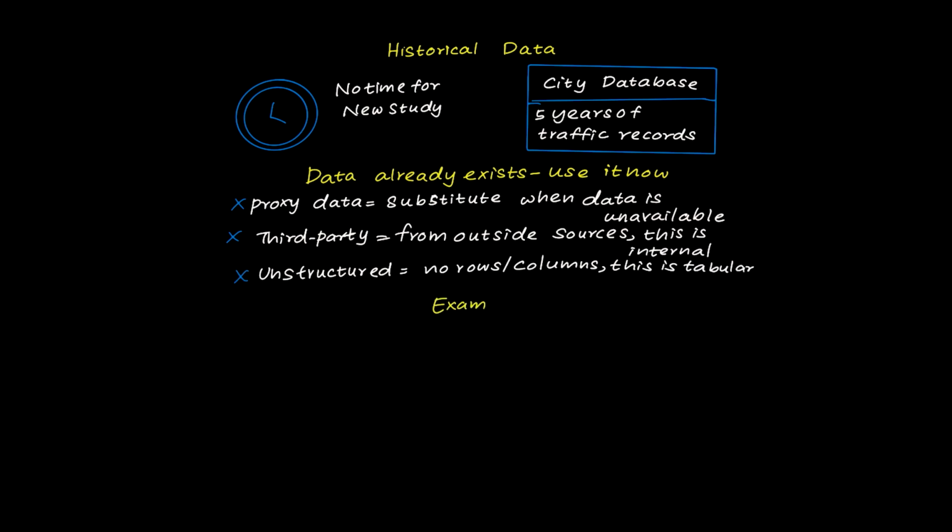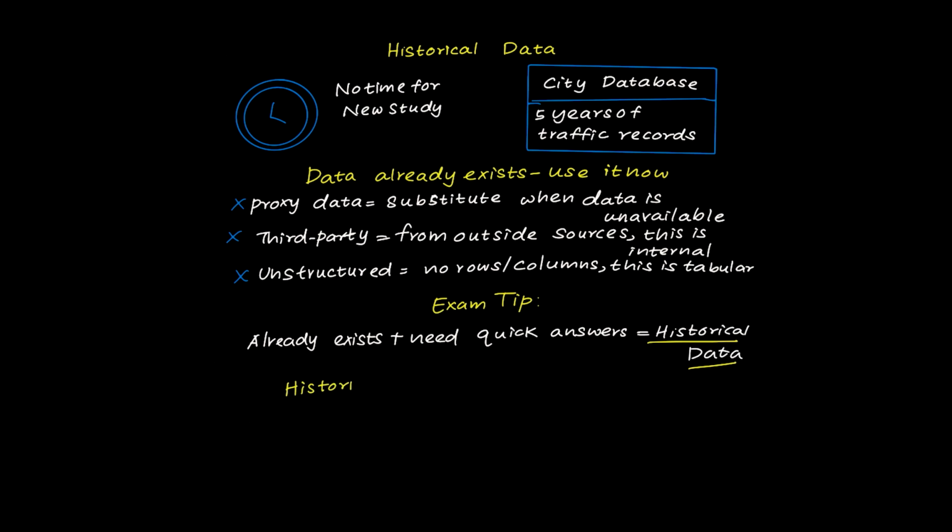Here's a WGU D467 exam tip for you. When a question describes needing quick answers using data that already exists, that's historical data. The keywords are already stored and no time to collect new data. Quick recall hook. Historical = history already happened, data's already there.